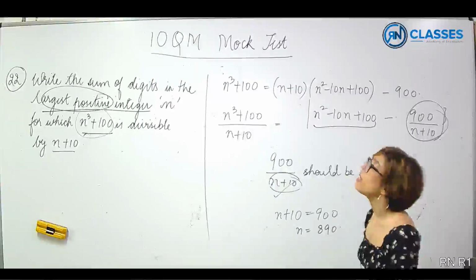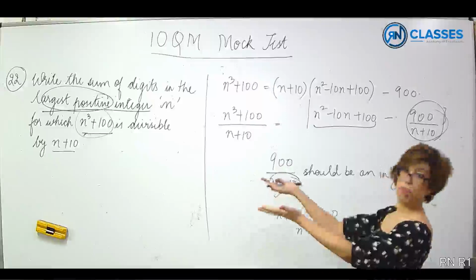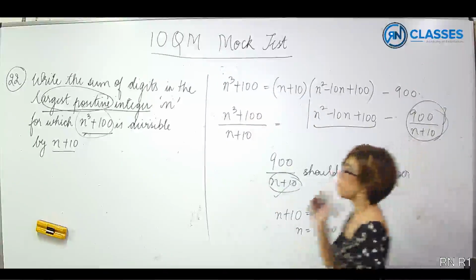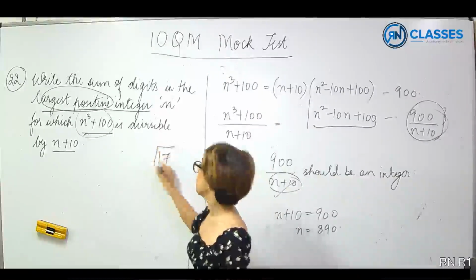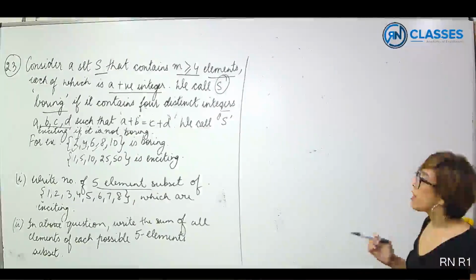Right? Now he says, write the sum of digits in the largest positive integer. So, sum of digits, that will turn out to be 70. Right. On to the next one.